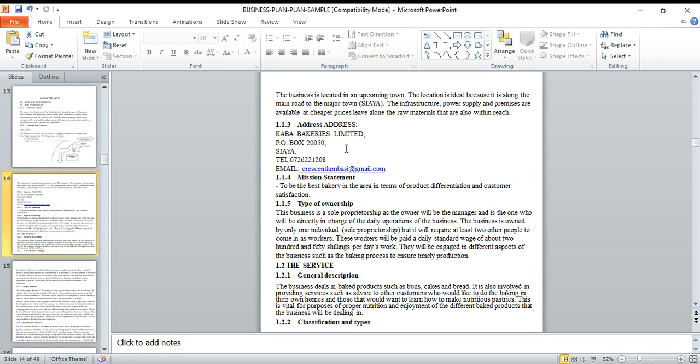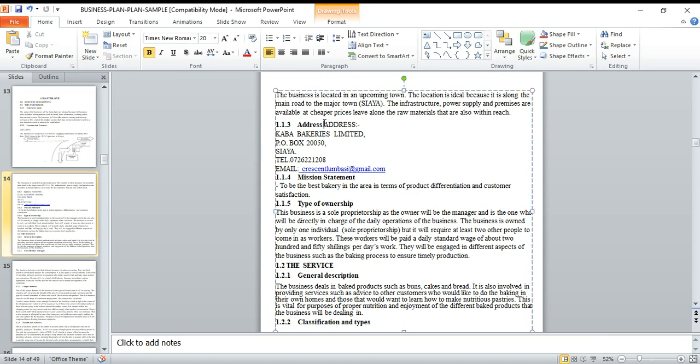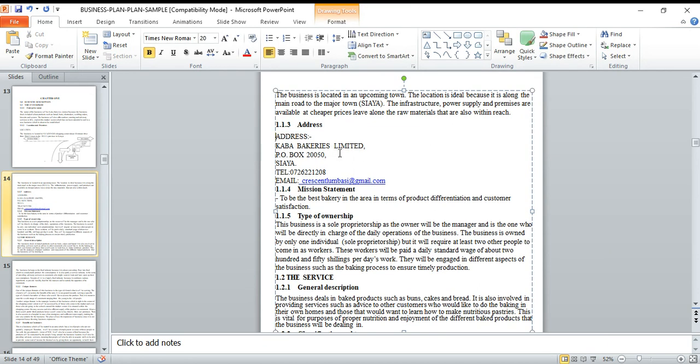So we talk of address. A business should contain an address, and you can see the address: Kaba Bakeries Limited, PO Box, Siaya, telephone. You can see it includes the telephone there. It also has the email. The email is there. So everything that you need. So here maybe I can use kababakeries at gmail.com. So that is the email.